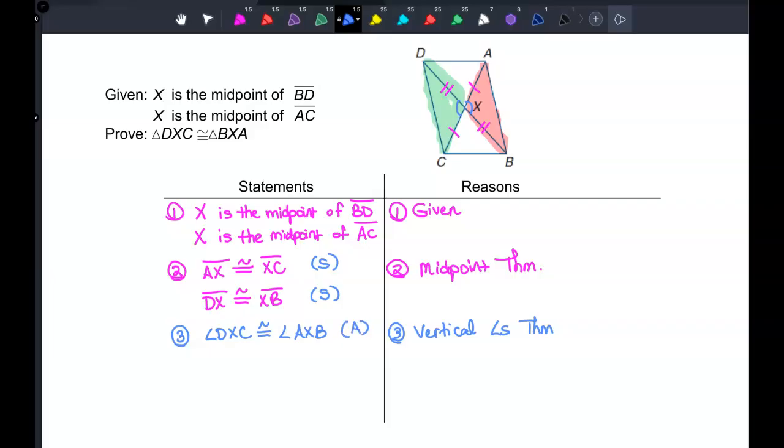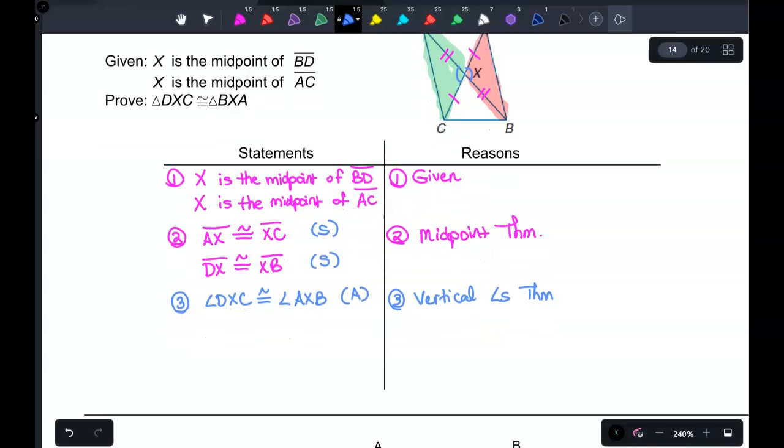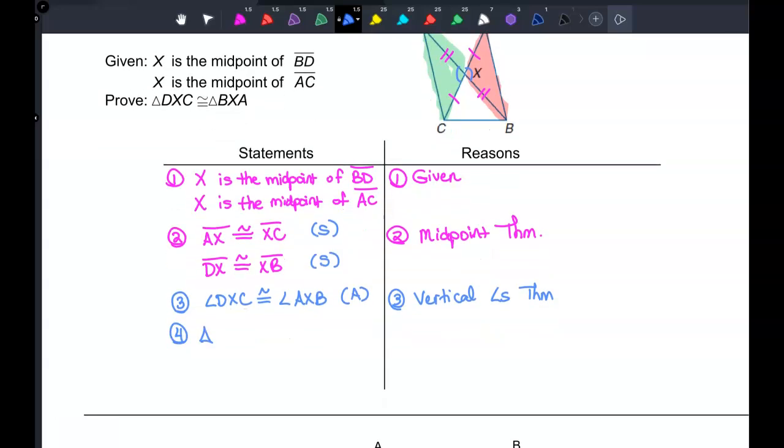Now we have everything congruent. So here we have side, angle, side, side, angle, side. Everything matches. So triangle DXC congruent to triangle BXA. Reason, side, angle, side. It doesn't have to be like in order. No, so the statements can be in different order.